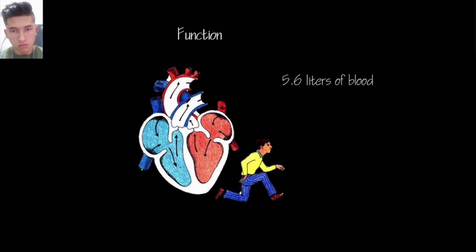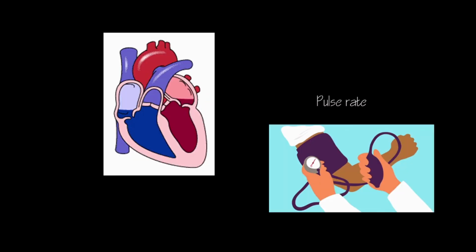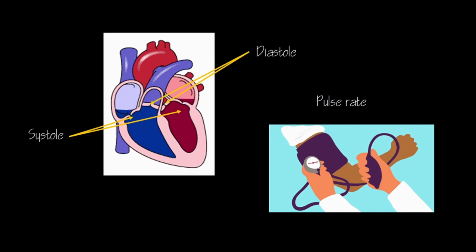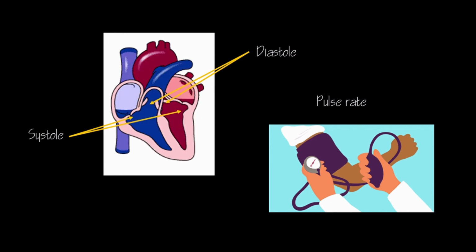About 5.6 liters of blood circulate the body and about 70 cardiac cycles are completed per minute. The systole is a short period that occurs when the tricuspid and mitral valves close. The diastole is a relatively longer period when the aortic and pulmonary valves close. The systole-diastole relationship is the reference in measuring blood pressure.